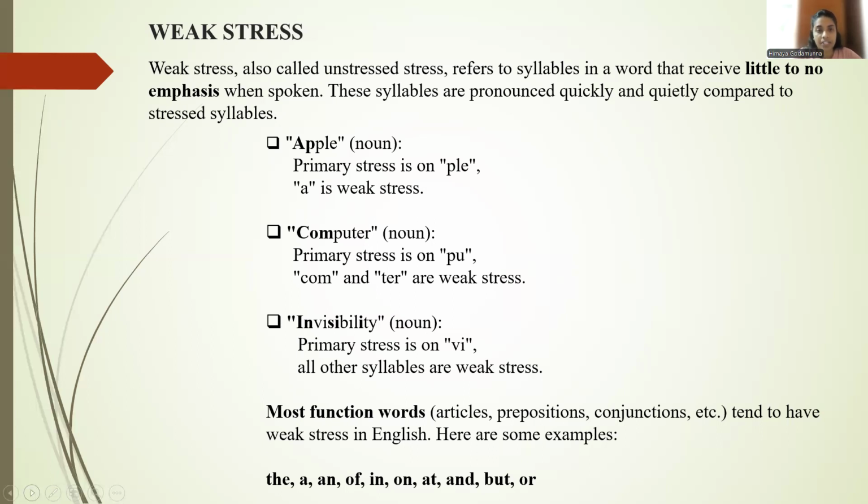Let's see some examples: apple, computer, invisibility. In the word apple, the primary stress is on ap, and le is a weak stress. And the word computer: here, the primary stress is on pu, and also com and ter are weak stress. And the word invisibility: here the primary stress is on vis, and all other syllables are weak stress. And also, most of the functional words, articles, prepositions, and conjunctions, tend to have weak stress in English. Now, let's move to the next slide.